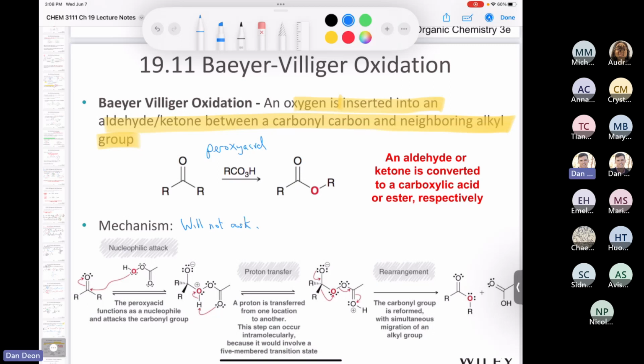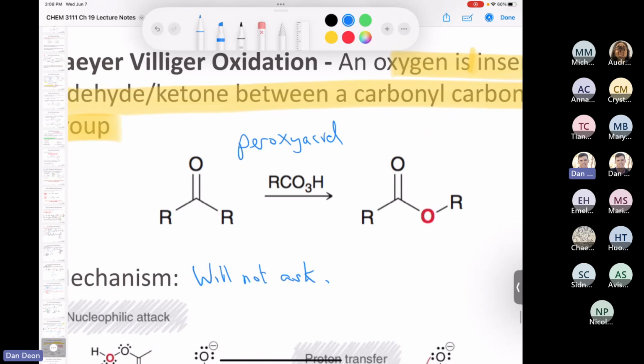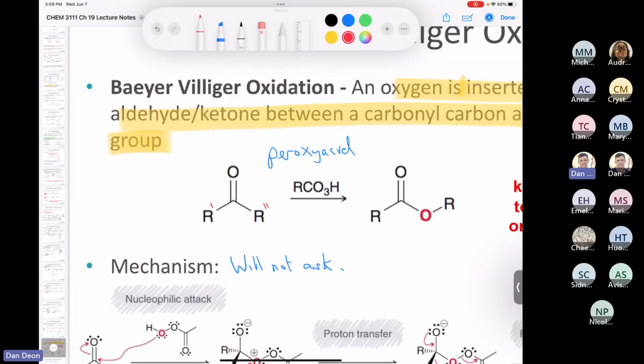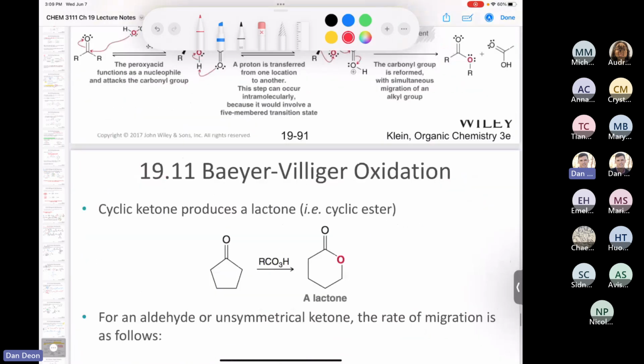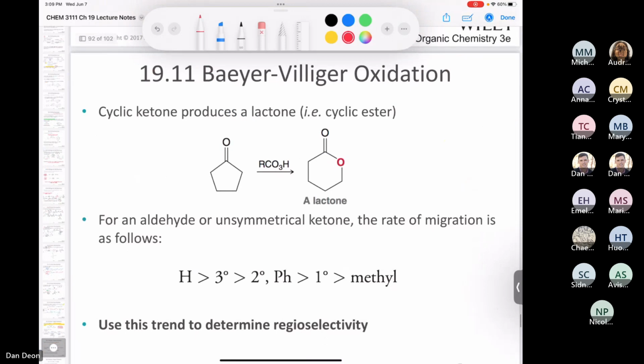Now you might be wondering, that's a pretty neat reaction, but what if I have two different R groups, like R prime and R double prime? Where does the oxygen go? Is it just a 50-50 split? The answer is no. If you did have a cyclic ketone, then you'd end up producing an ester in a cyclic compound. And when we have a cyclic ester, we call that a lactone. I think I've mentioned that to you once before.